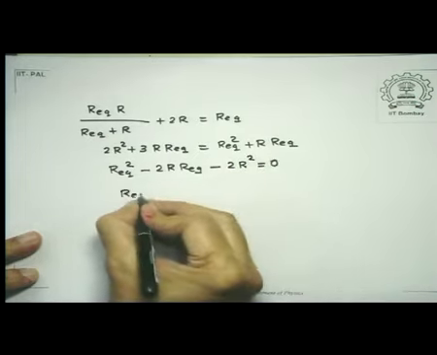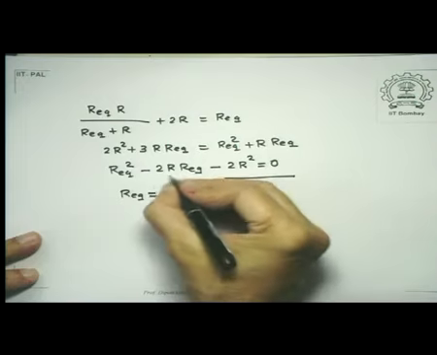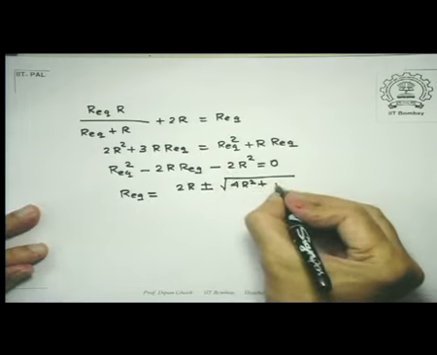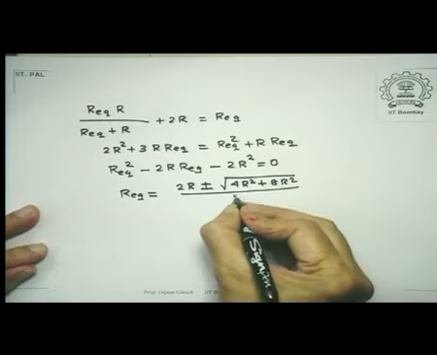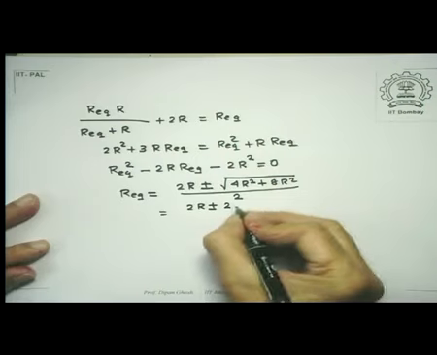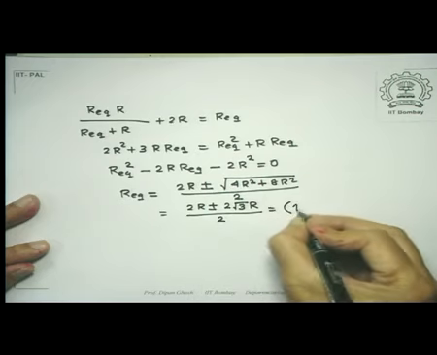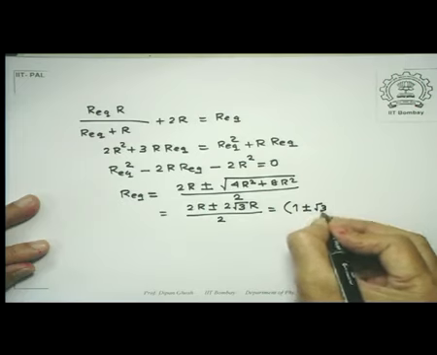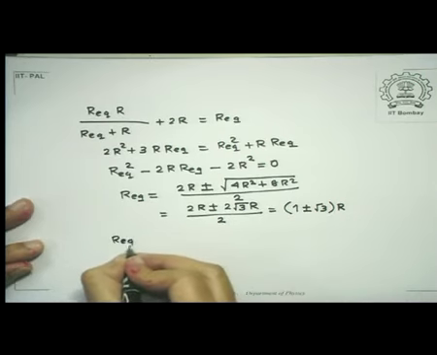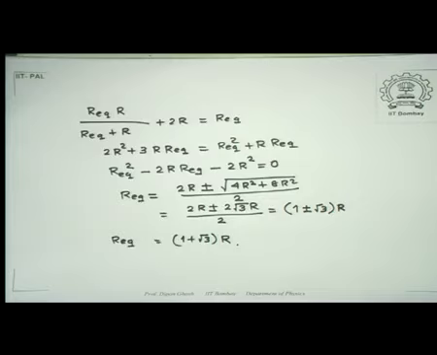So the solution for Req is 2R plus or minus square root of 2R whole square, that is 4R square, plus 4 into 2, 8R square, divided by 2, and that's equal to 2R plus or minus, take away a 4, so I get 2 times square root of 3 times R divided by 2, which is equal to 1 plus or minus root 3 R. Obviously, I pick up the positive sign, so equivalent resistance of this infinite network is 1 plus root 3 times R. Once you know the value of R, you can calculate.